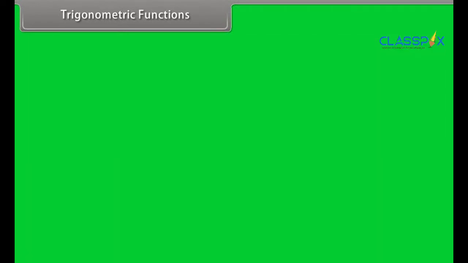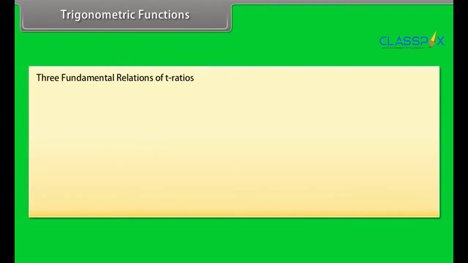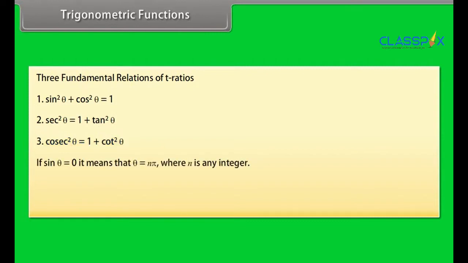Trigonometric functions. Three fundamental relations of T ratios. Sin square theta plus cos square theta equals 1. Sec square theta equals 1 plus tan square theta. Cosec square theta equals 1 plus cot square theta. If sin theta equals 0, it means that theta equals n pi, where n is any integer. If cos theta equals 0, it means that theta equals (2n plus 1) pi by 2, where n is any integer.